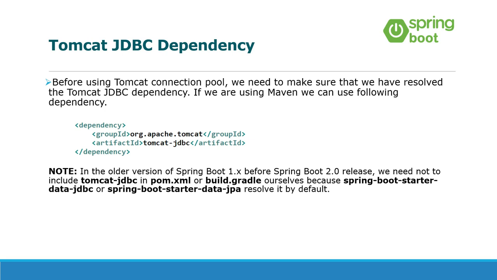Again, I'm going to repeat. If you are using Spring Boot 1, then this dependency you don't need to add at all, right? But if you are using Spring Boot 2, which is the latest version, then you need to add this dependency. So basically what happens, if you are using Spring Boot starter data JPA or Spring Boot starter data JDBC in Spring Boot 1, then this dependency will be included automatically, but in Spring Boot 2 you have to add it explicitly.